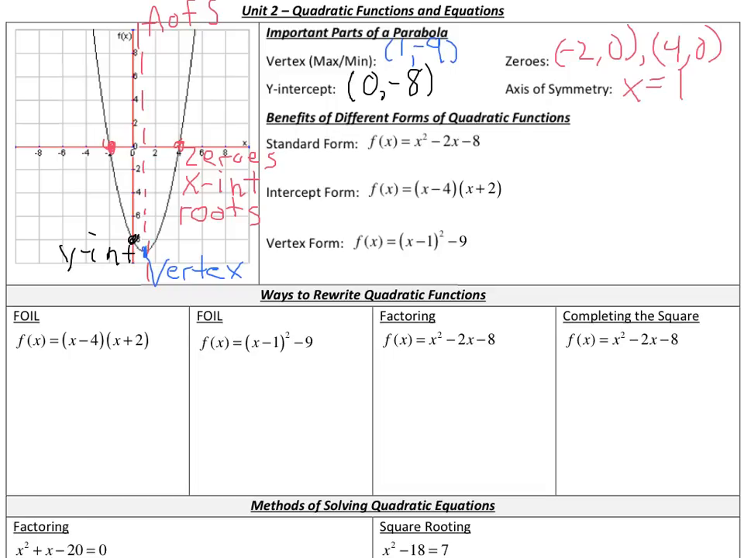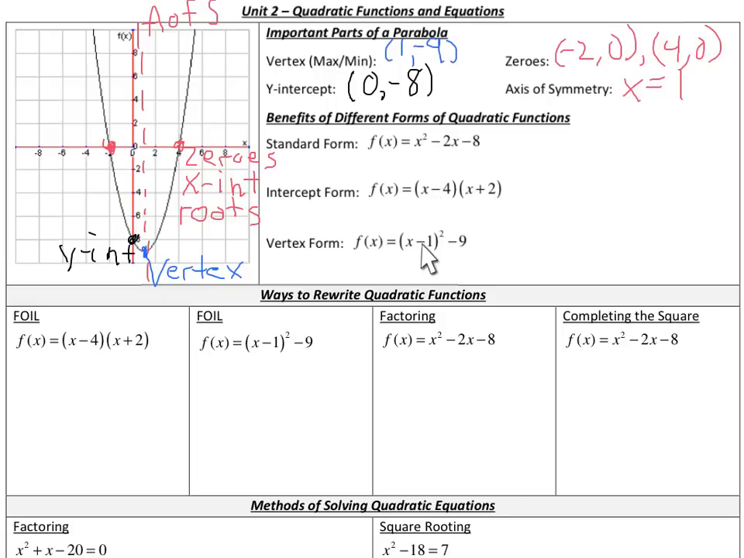Now I am picky. If you don't write x equals 1, it's wrong. It's not just 1, it's x equals 1. Because vertical lines are the equation x equals. Horizontal are y equals. Verticals are x equals. So I want the equation of the axis of symmetry. So we just quickly found 4 definitions, 4 points, 4 parts of this graph. You need to learn these and spot these. They're very important.